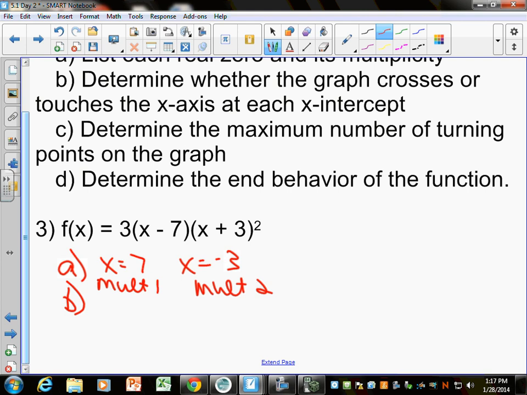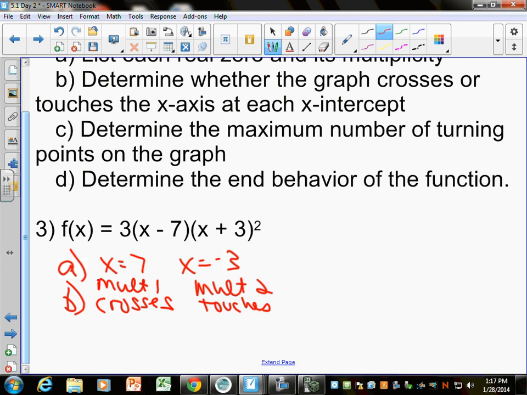B, determine whether the graph crosses or touches. What about x equals 7? Does it cross or does it touch? It's odd, so I'm going to just write that underneath there and not rewrite it all. And an even multiplicity, do you agree we can say that it touches at x equals negative 3? That's what we did before, yes? With me so far.